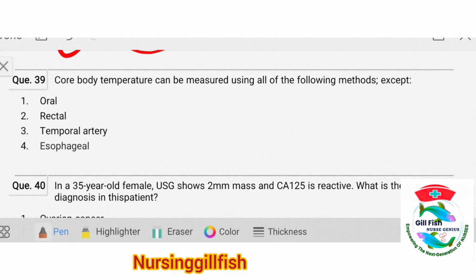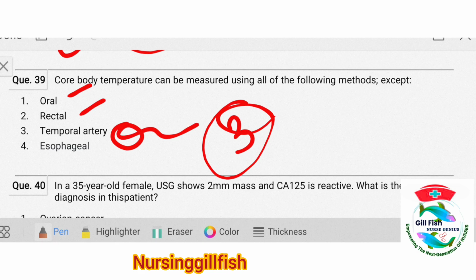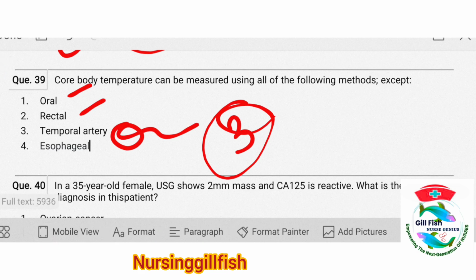Core body temperature can be measured using all of the following methods except: option 1 oral, option 2 rectal, option 3 temporal artery, option 4 esophageal. So what is the correct answer? Where are you going to check the core temperature? It is except. Oral, rectal we are going to check, even esophageal. But temporal artery we won't check. So option 3 will be the correct answer. Okay, fine. Move on to the next question.